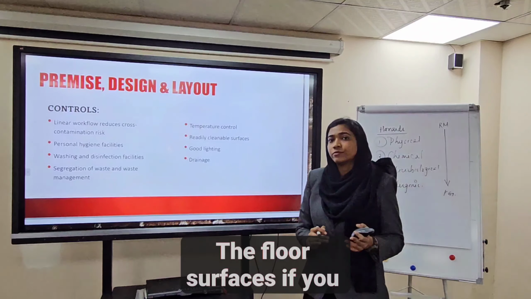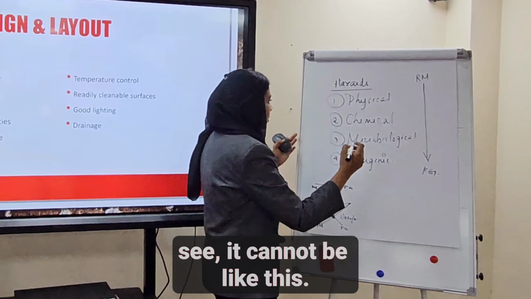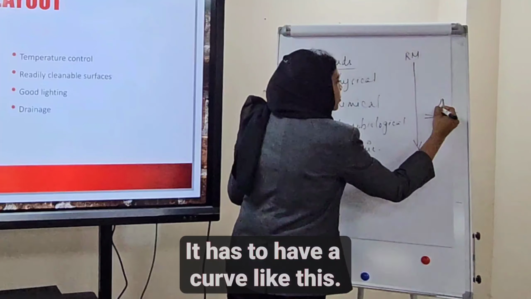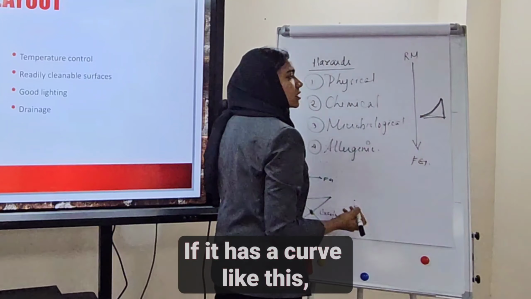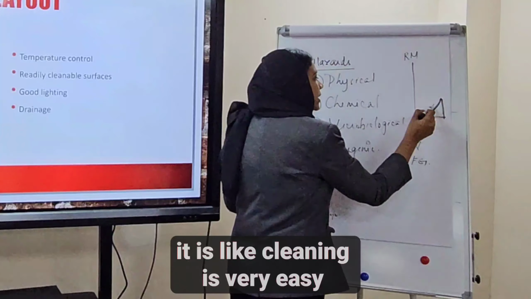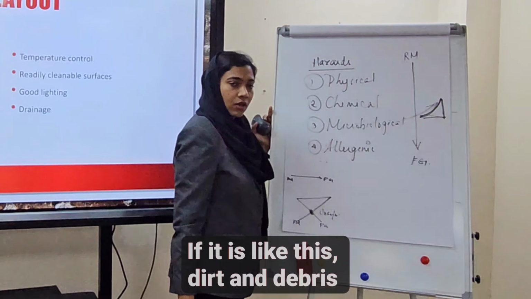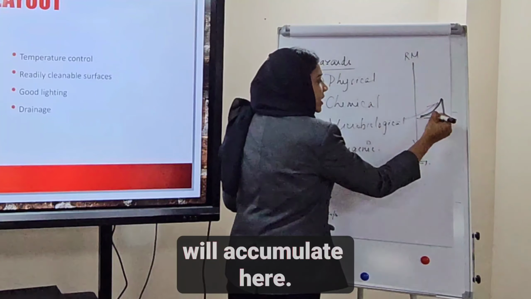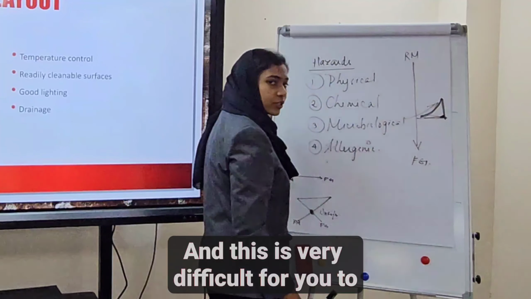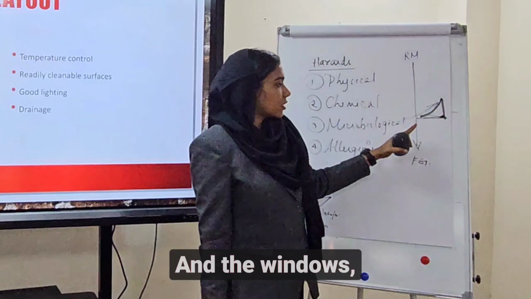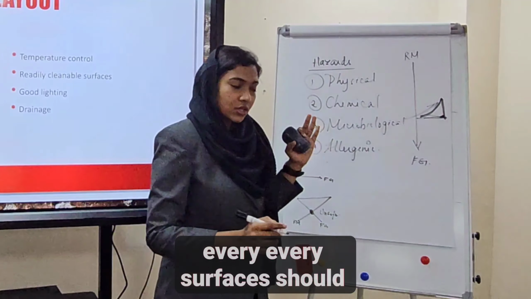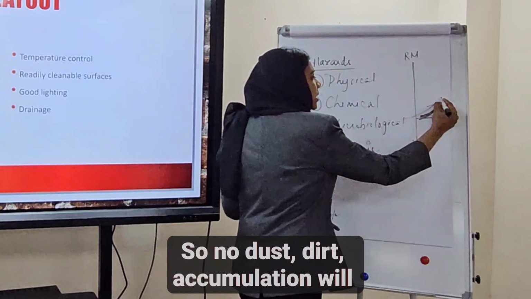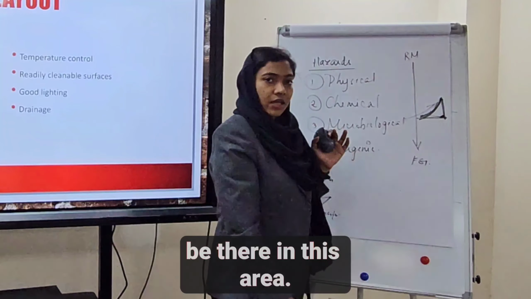The floor surfaces, if you see, it cannot be like this. It has to have a curve like this. If it has a curve like this, cleaning is very easy this way. Okay? If it is like this, dirt and debris will accumulate here, and this is very difficult for you to clean. And the windows, every surface should be easily cleanable. That is, it should be like this. So no dust, dirt accumulation will be there in this area.